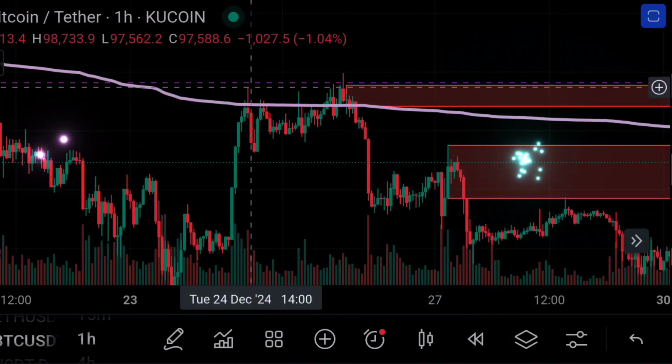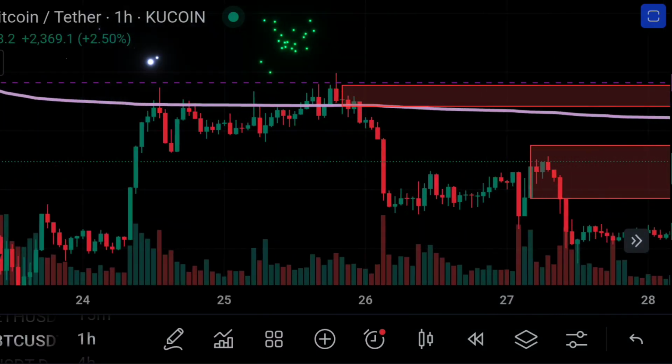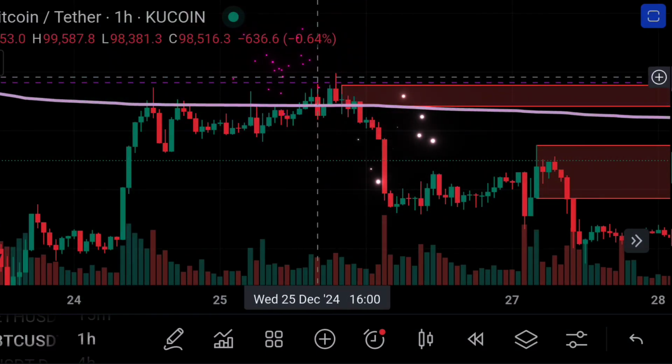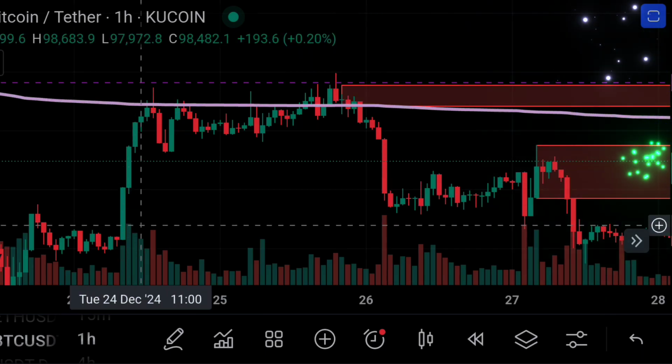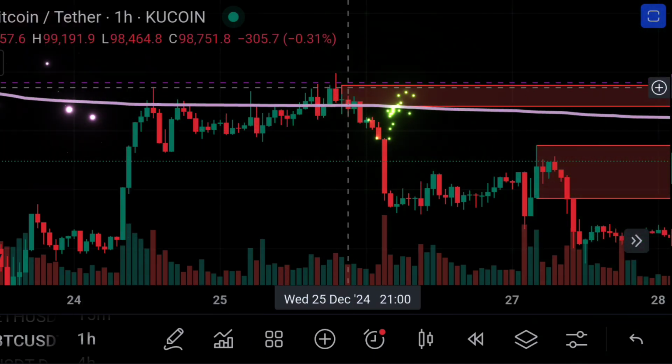Top rejection right here, hourly rejection, 2 more hourly rejections. Look at all these rejections. And I don't know, this might have been a divergence right here on some oscillators. You can definitely see these green volume bars were high right here. Price kept going up, the volume got lower.